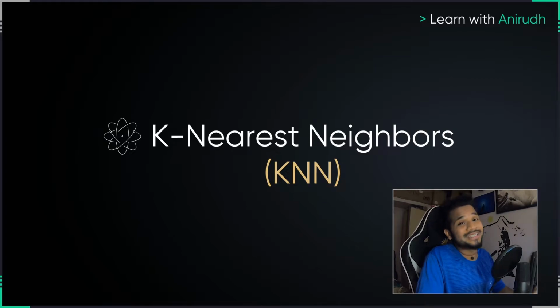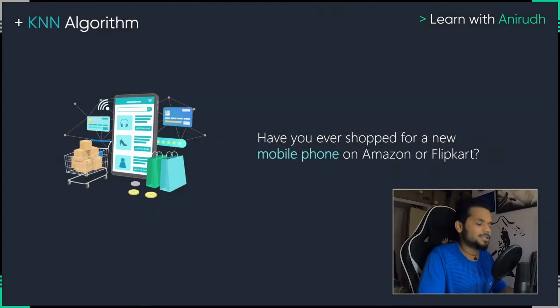Now with that, let's take a look at the third algorithm, the top 3 algorithm that you need to know, which is the KNN algorithm, or K nearest neighbors algorithm as it's called. Now I bet you can relate to this example as well. Have you ever had a chance to actually buy a new mobile phone on websites such as Amazon or Flipkart?